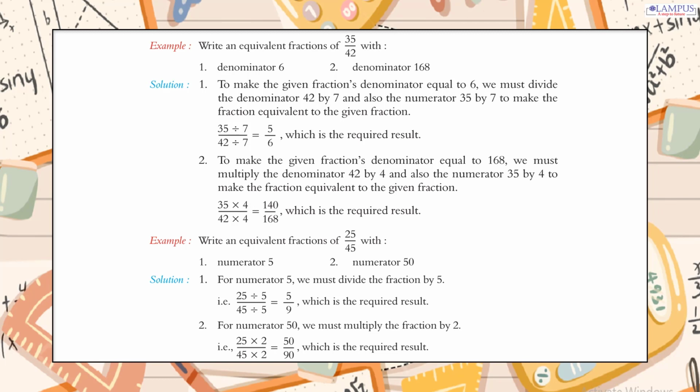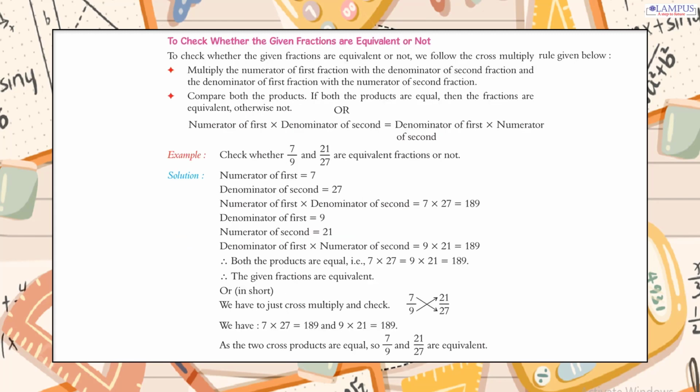2. For numerator 50, we must multiply the fraction by 2. That is, 25 multiplied by 2 by 45 multiplied by 2 equals 50 by 90, which is the required result. To check whether the given fractions are equivalent or not, we follow the cross-multiply rule given below.